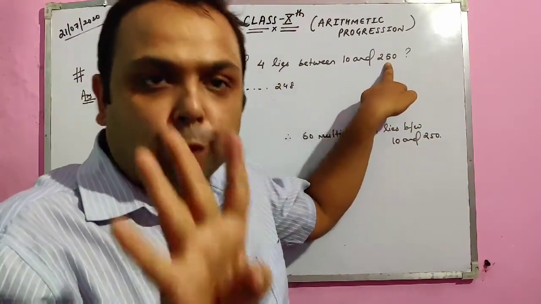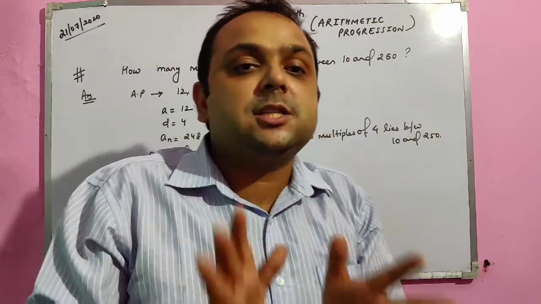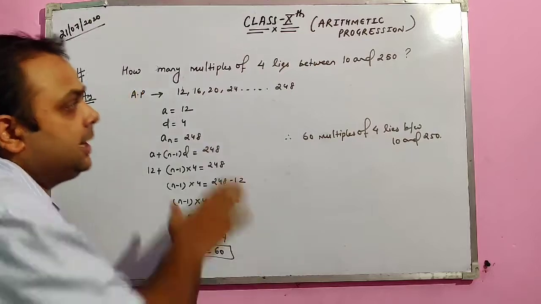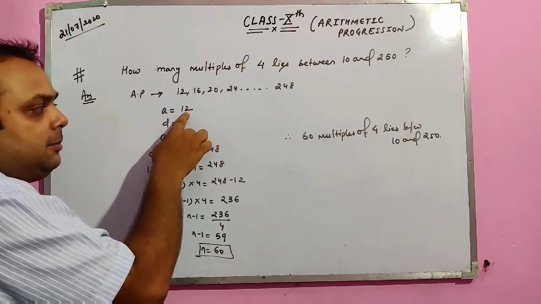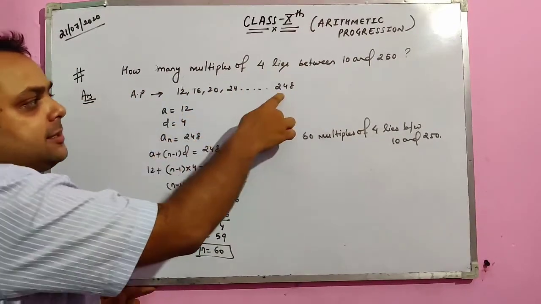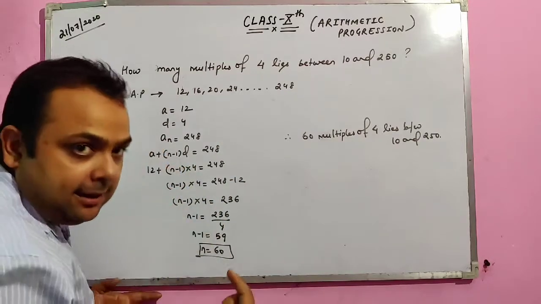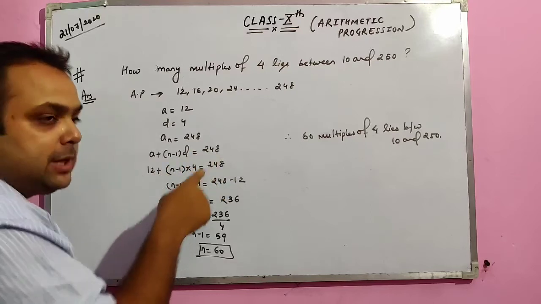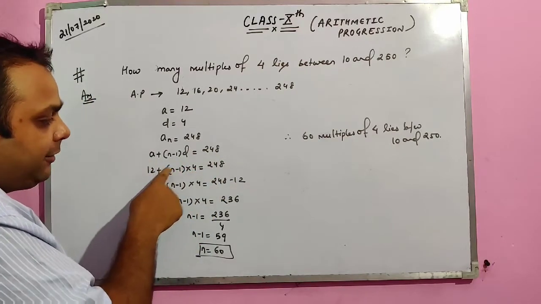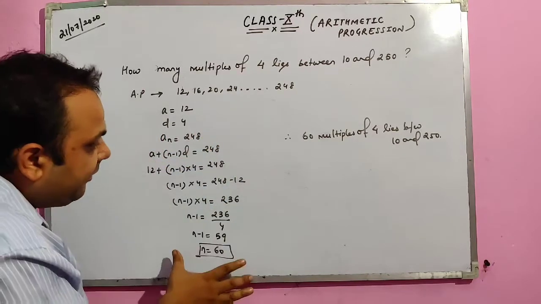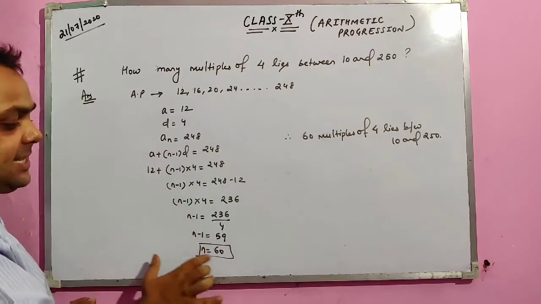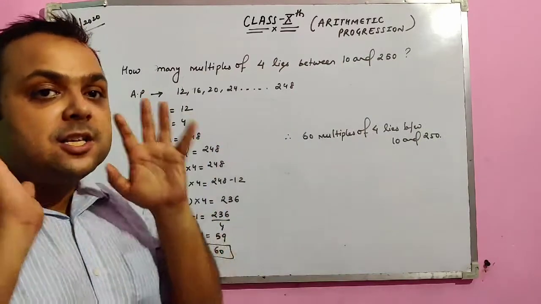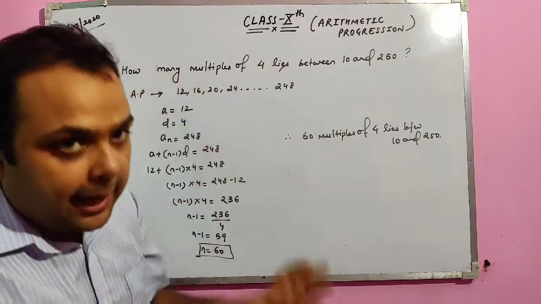Divide 250 by 4, whatever remainder you get, just subtract from 250. Then you will get 248. Now in this AP, this is the first term, the difference is 4. This is the last term, so take it as an. Calculate the value for an, a plus (n minus 1) into d equal to this. The value of a is 12, the value of d is 4. Simplifying it, you will get the value of n as 60. So in short, between 10 and 250 there are 60 multiples of 4.